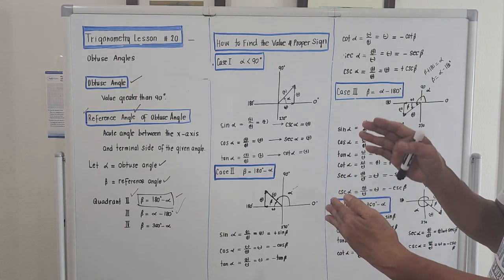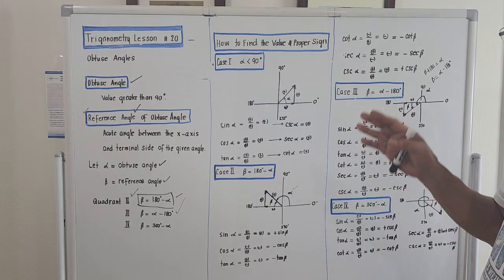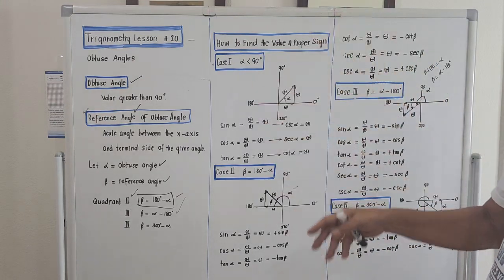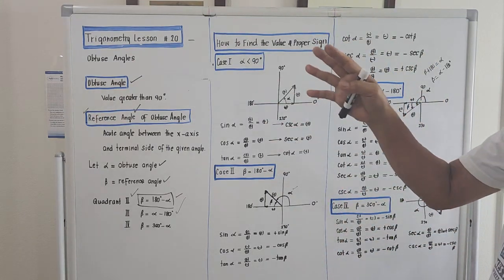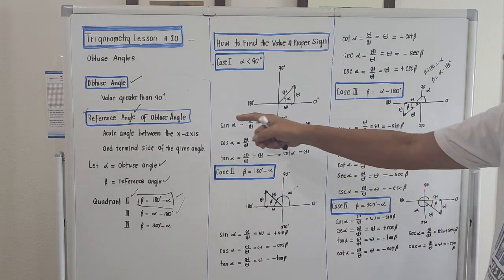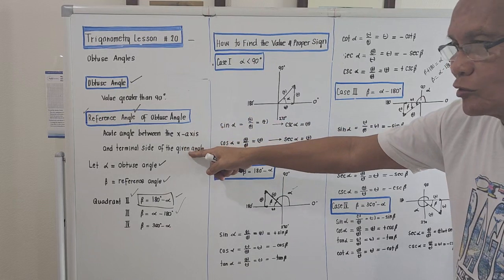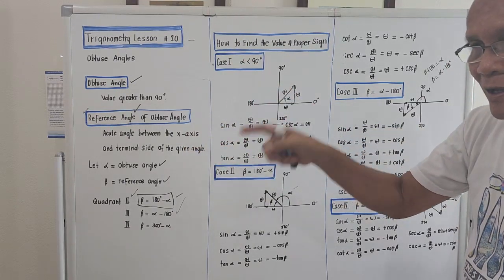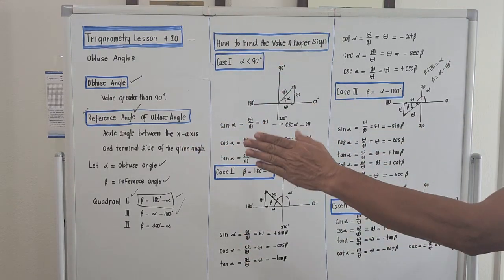But we know the long method of solution. Without the calculator before, we used the table of trigonometric functions. That's why we have to convert this obtuse angle to its reference angle to compute for the correct proper sign and value. Okay, let's proceed with quadrant number 4.